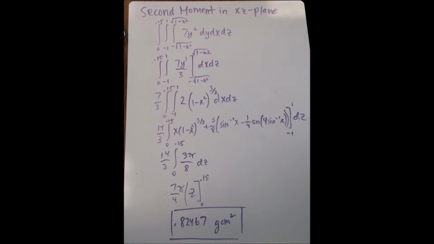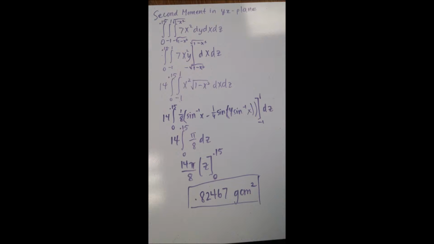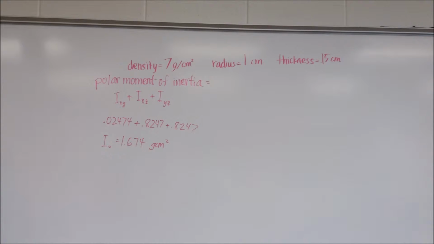Here is the second moment of inertia in the xz plane. Here is the second moment of inertia in the yz plane. We add the moments of inertia in the 3 planes to find the polar moment of inertia, which is 1.674 grams squared centimeters. We will use this moment of inertia to calculate the final velocity.